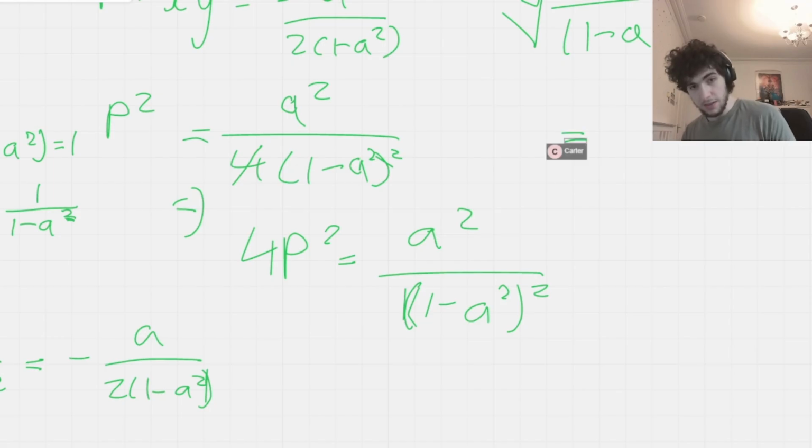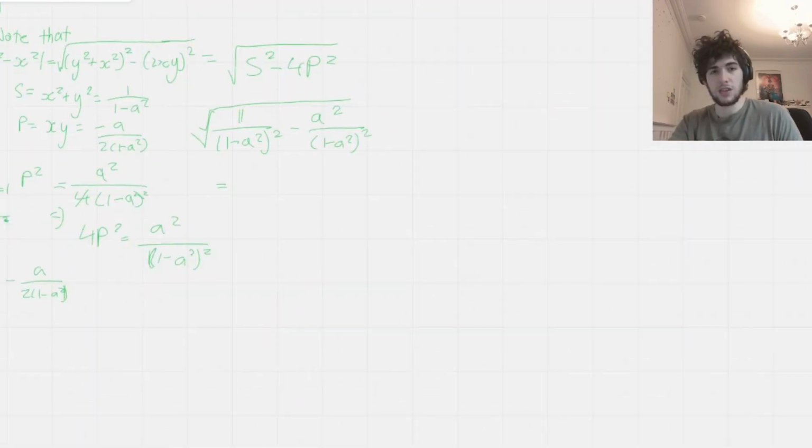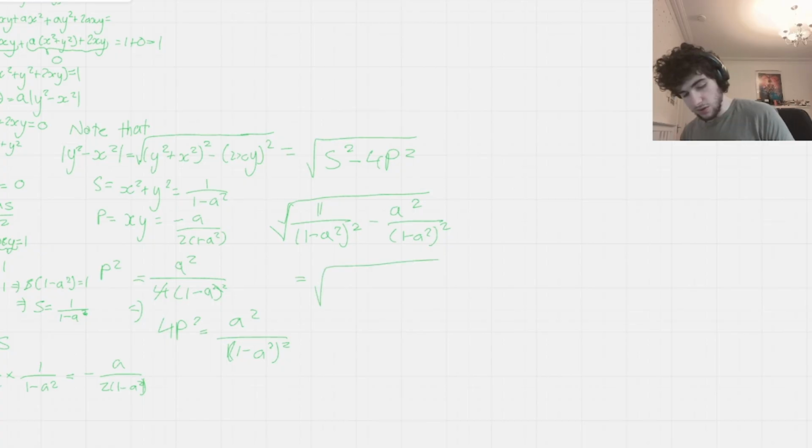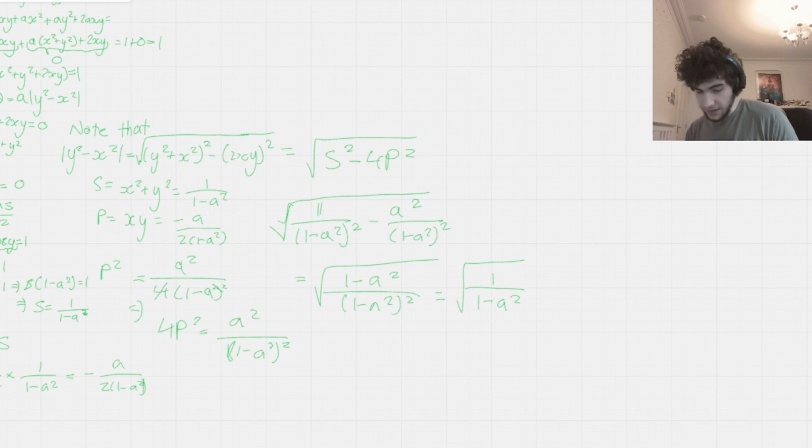And so you can combine this all up. Sorry, I need to keep zooming out here. This just gives you the square root of 1 minus a squared divided by 1 minus a squared all squared. And that's just 1 minus a squared to the power of 1 divided by 1 minus a squared to the power of 2. So that gives you the square root of 1 over 1 minus a squared, or otherwise the square root of 1 minus a squared to the power of minus 1, right? And effectively we can just say that this is equal to the square root of 1 divided by the square root of 1 minus a squared. The square root of 1 is just 1. So this entire thing is just equal to 1 divided by the square root of 1 minus a squared.